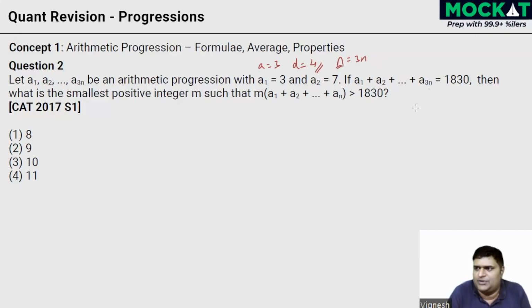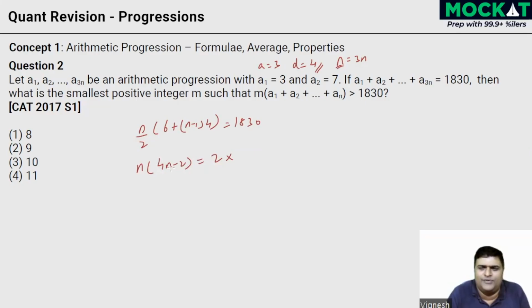Now the sum of these is going to give me 1830. The formula I know, n by 2 into 2a plus n minus 1 into d. So n by 2 into 2 into 3, 6, plus n minus 1 into d, which is 4, equals 1830. So n, and what do I get here? 4n minus 4 plus 6. So 4n minus 2 equals 2, I take it there, 1830.